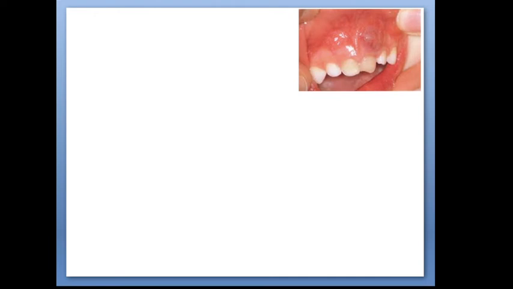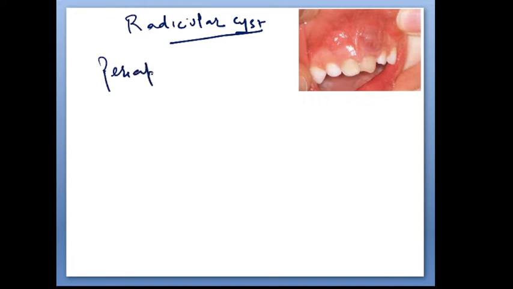Topic of today is etiopathogenesis of radicular cyst. What is the other name of radicular cyst? It is periapical cyst. Why is it a periapical cyst? Because it is found in the apex of the tooth. This is a periapical cyst.